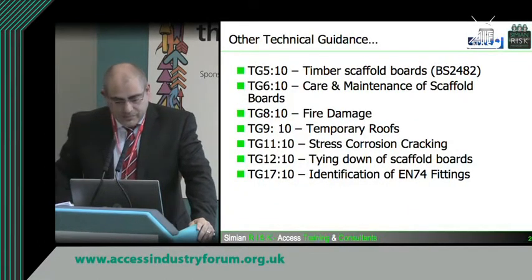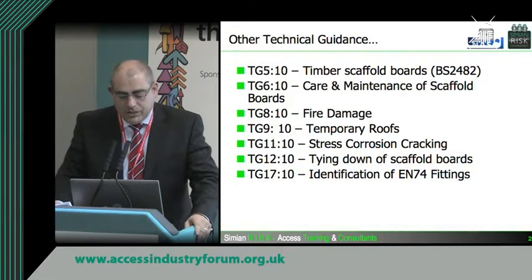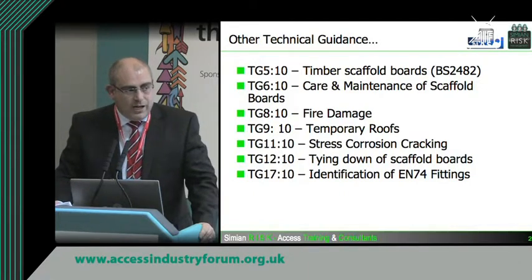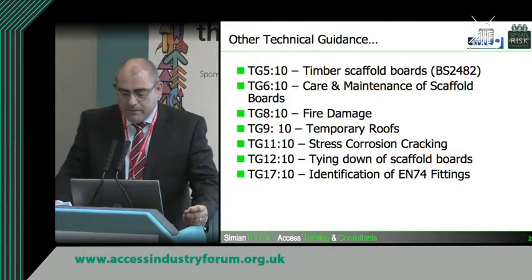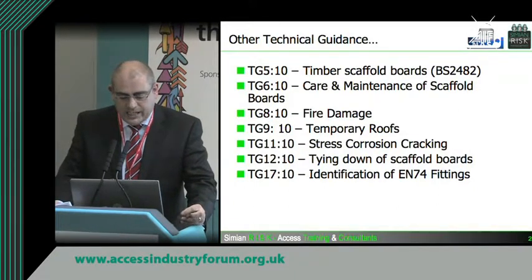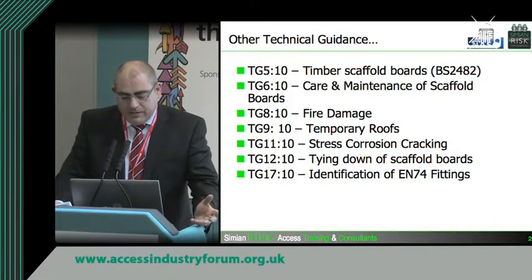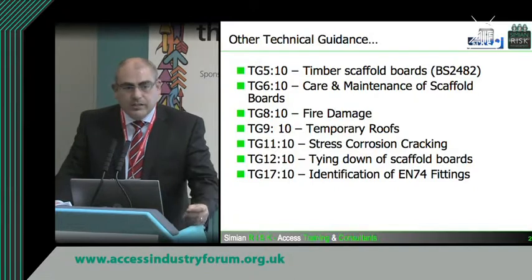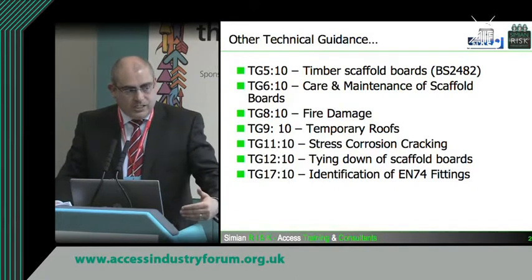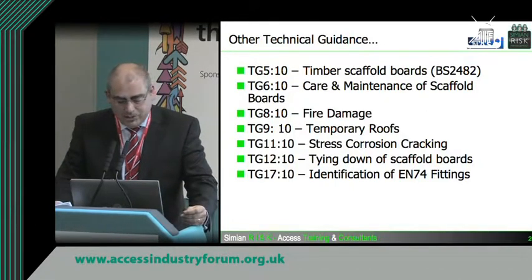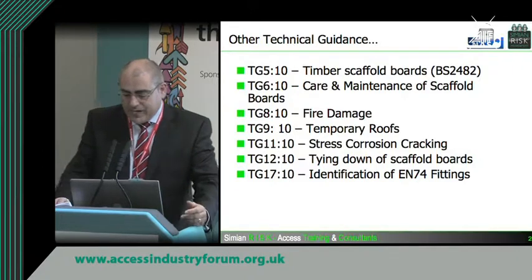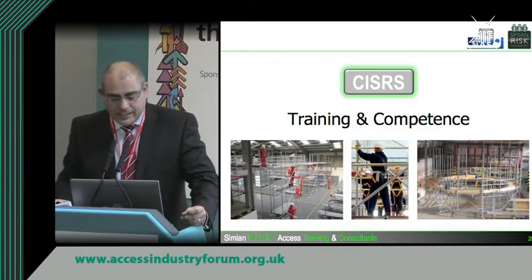Other technical guidance: we saw the introduction in 2009 of the board standard BS 2482. TG20 requires you to use British Standard boards to that standard, and there's a further guidance note, TG5 and TG6, which looks at the care and maintenance of scaffold boards to that standard. There's other information about fire damage. Temporary roofs is a particularly good technical guidance which preempts what we're hoping to see in a European standard for the design of temporary roofs in the near future. Tying down of scaffold boards and the identification of EN fittings is also covered under new guidance.